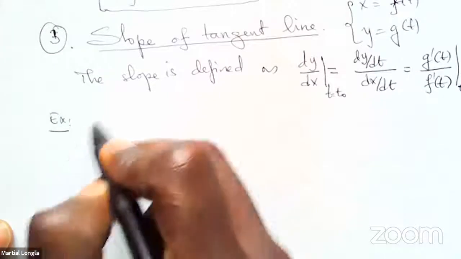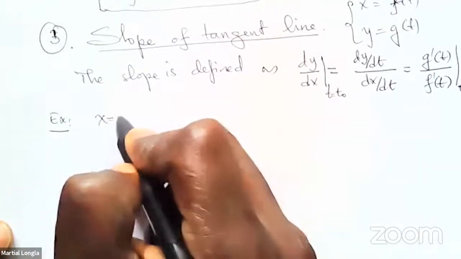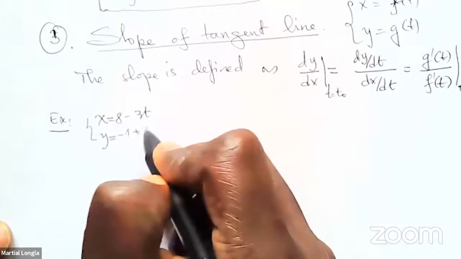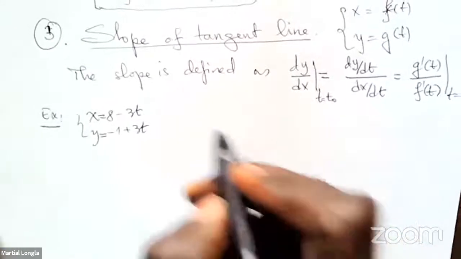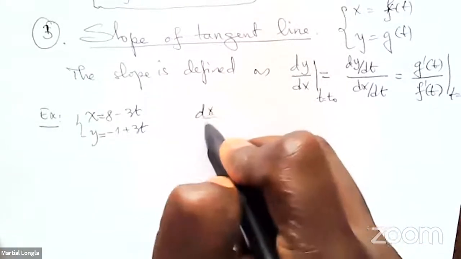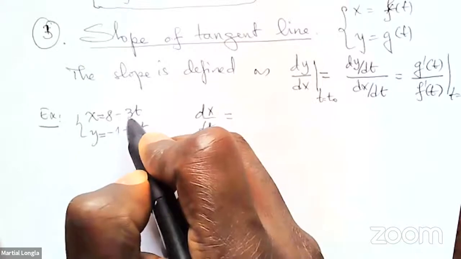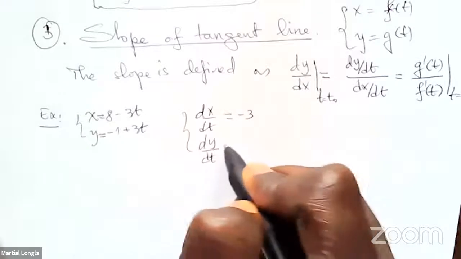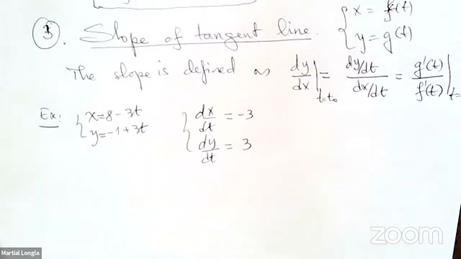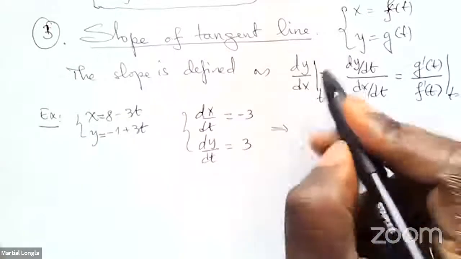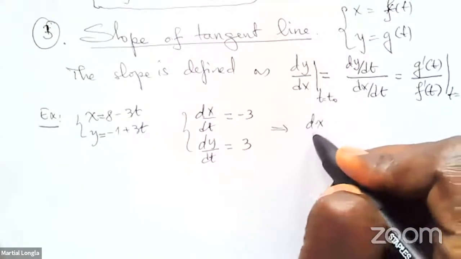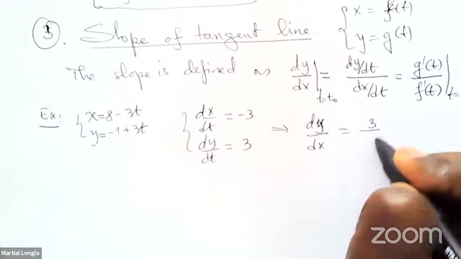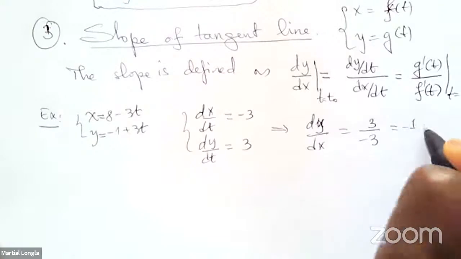The example, let's say x equals 8 minus 3t, y equals minus 1 plus 3t. We would say dx over dt, the derivative of x with respect to t, is minus 3. The derivative of y with respect to t is 3. So at any point, dy over dx equals 3 over minus 3, which is minus 1.